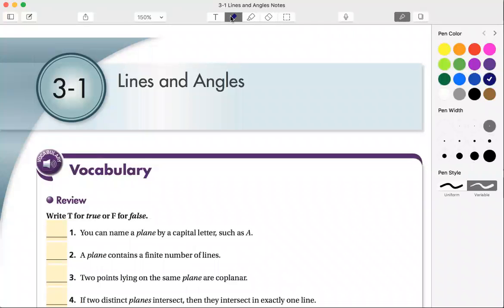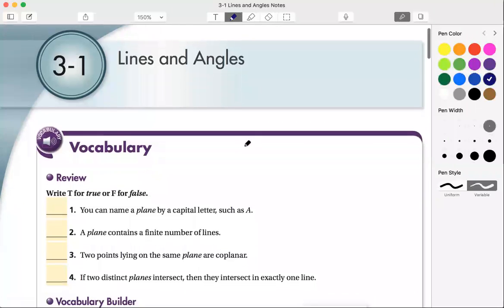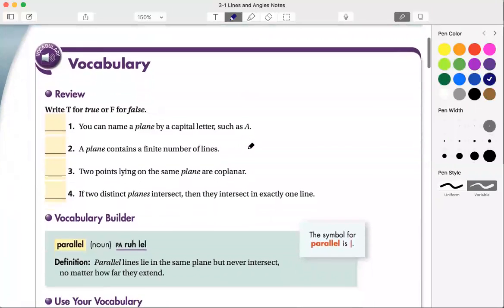All right, this is section 3-1, lines and angles. All right, so we're going to start off with a quick vocabulary review. We're going to write true or false for each one. So, can we name a plane by a capital letter such as A? Well, that's true. We can name just a plane by the capital letter A.